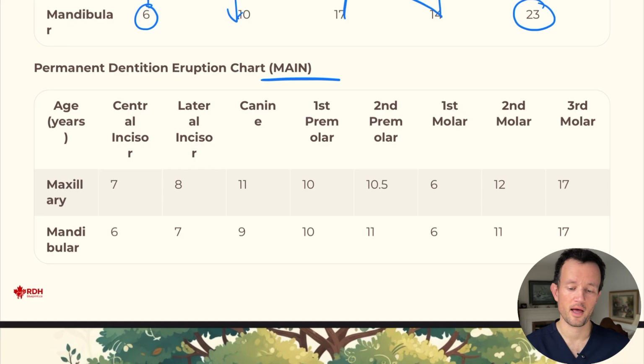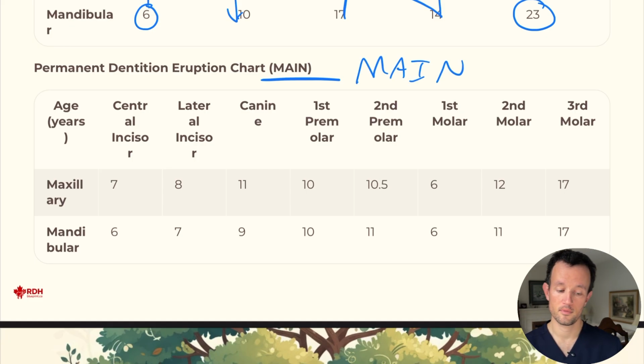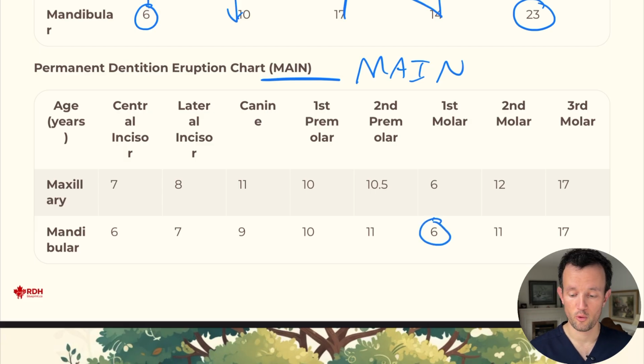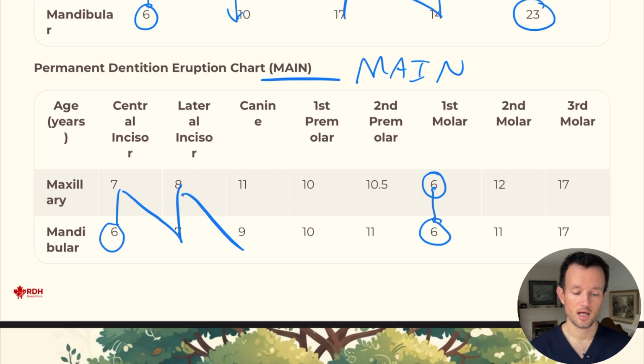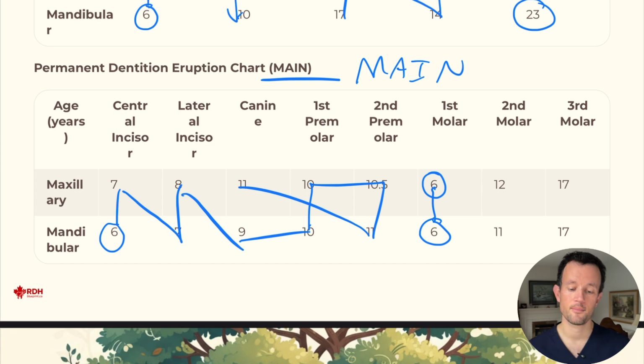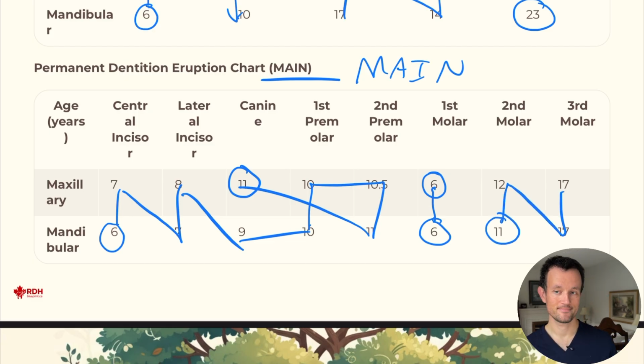Permanent dentition, the way I remember that is the word main. So here, now we're going to start with your 6-year-old molars. That comes first. That's our M. Then I'm back here to my central incisors, starting at the mandible. You can see it looks like an M, doesn't it? Up, down, up, down. Then I go across, like that, and then back up to the upper canine there. Gives us our little A. And then we have an N. We're starting now with our 12-year-old molars, like that. That's how I draw it out. That's how I remember which one comes first.